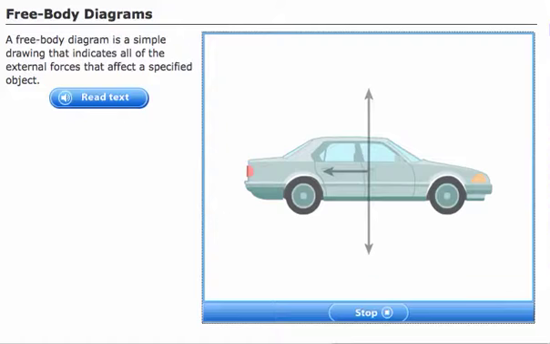The external forces acting on the car are: 1. Its weight, 2. The normal force, which is the force that the road exerts on the car, and 3. The force of friction, or the air's resistance to the car's motion. It is important to note that the forces exerted by the car on other objects are not included in its free body diagram because they do not affect the motion of the car.